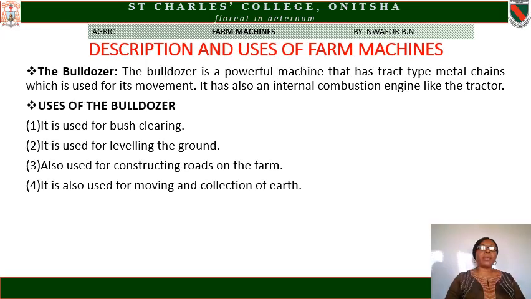Another example of the farm machine is the bulldozer. The bulldozer is a powerful machine that has track-type metal chains, which is used for its movement. That is to say that the bulldozer moves on its chains, and this differentiates it from the tractor. Like the tractor, it has an internal combustion engine.